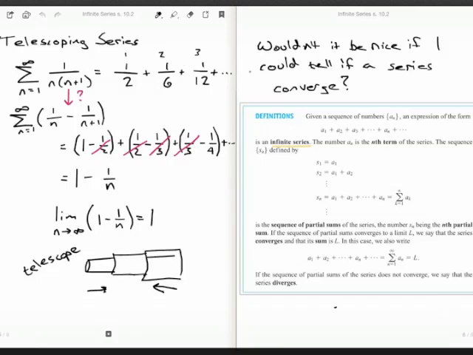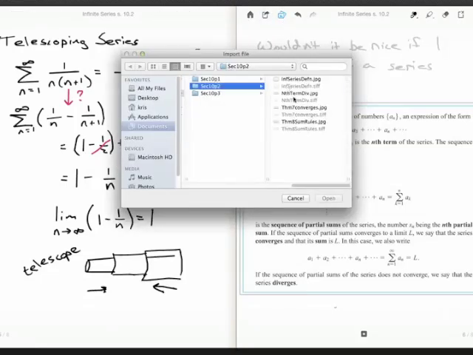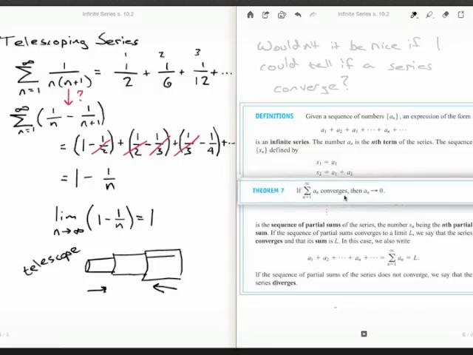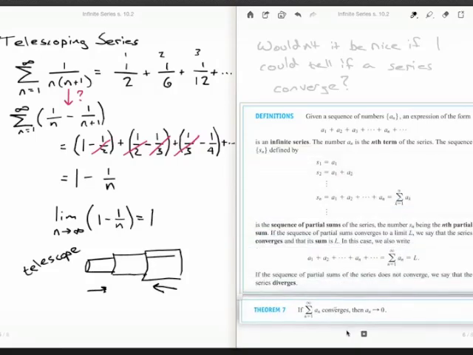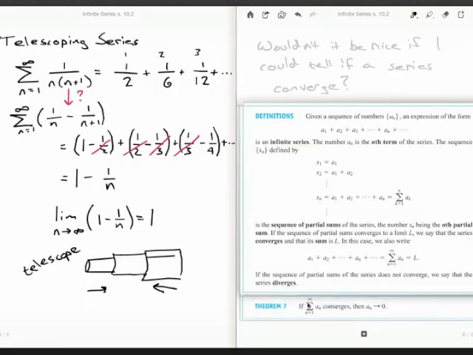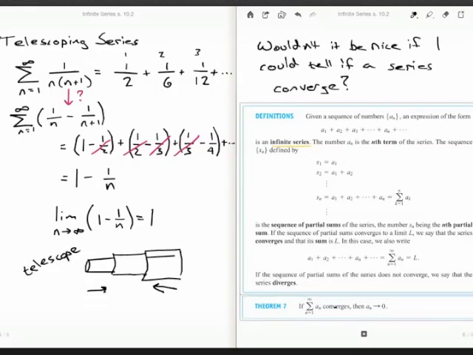And so I'm going to stick one more little detail in here. I hope I can fit this on the bottom. 10.2, so we're going to do Theorem 7. Stick that in there. Do I have room? Oh yeah, we'll squeeze that in there. Look at that. Perfect, like it was made to be there. So what does this say? Theorem 7. If the sum of a sub n converges, then a sub n goes to 0. If the sum converges, we know that the individual terms must go to 0.